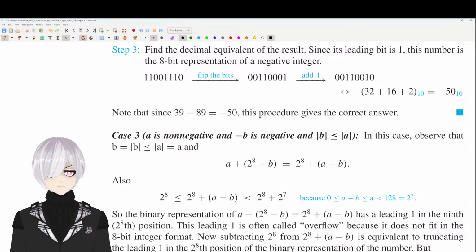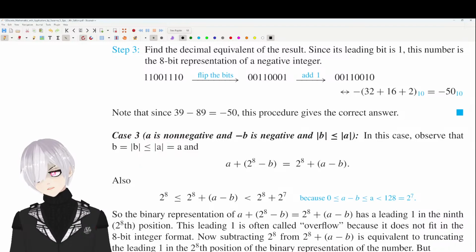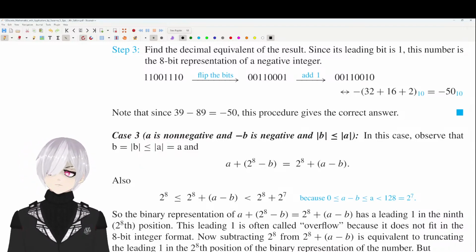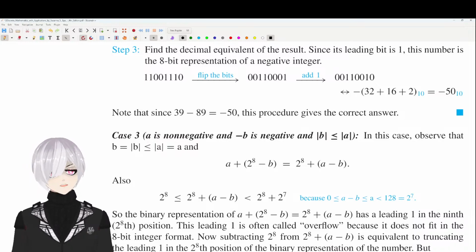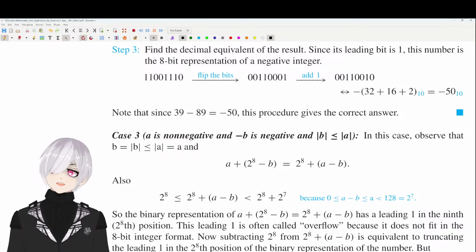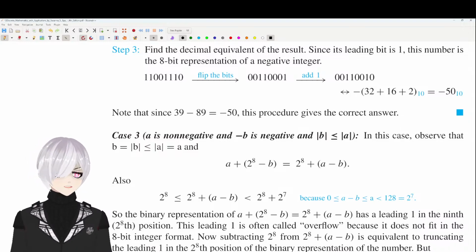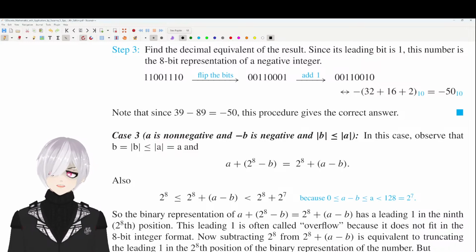Okay, so B is positive. Negative B is negative is redundant. Or maybe not. Negative B just means the negation of B, not necessarily that it's negative, right? Yeah, the opposite of it. Because what if B was itself negative? Then negative B would be positive.